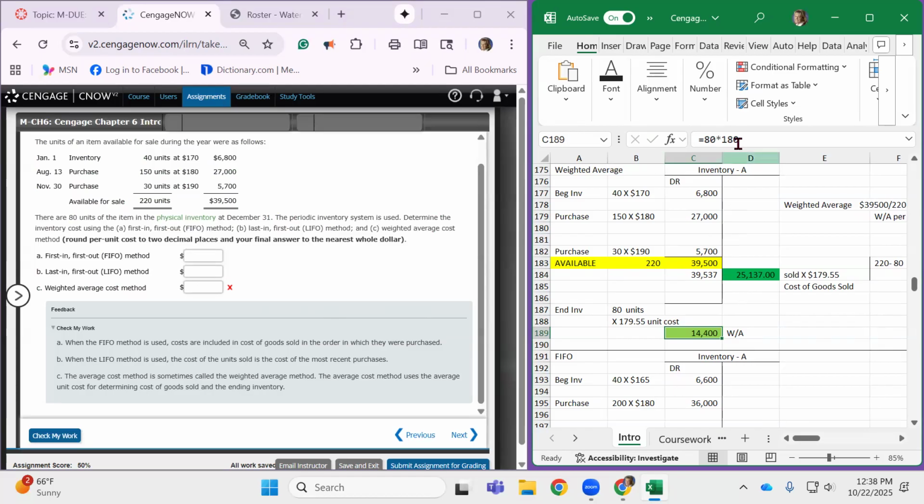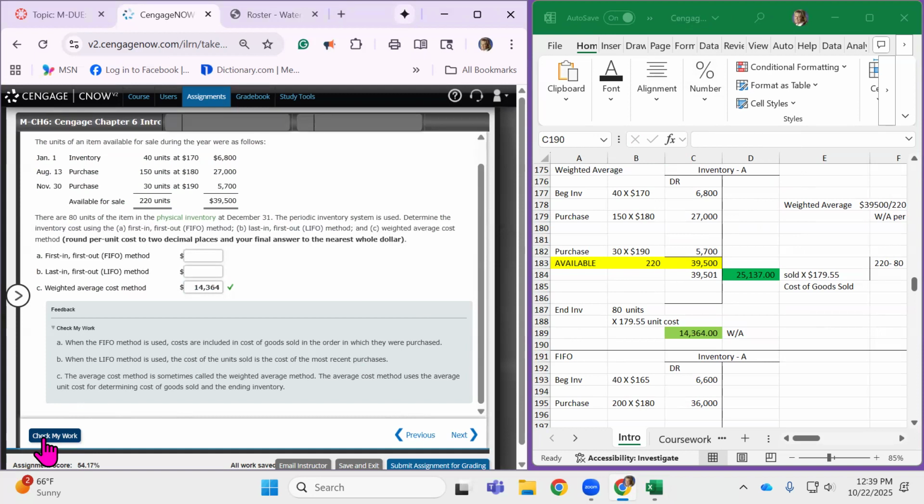Now I want to substitute that amount in. So 80 units times 179.55. I got to extend that out. Is that right? Let me see if I got it now. 14,364 is what I have in inventory. My gosh. They haven't ever gone down to the pennies before.